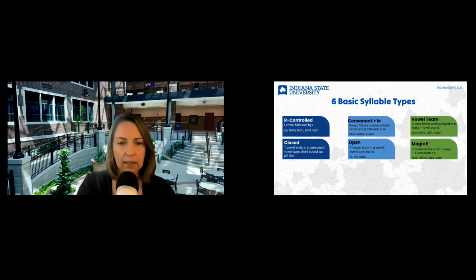The consonant-LE syllable: if you see an LE following a consonant, you'll know that it makes an ul sound, like table, candle. A vowel team is when you have two vowels working together to make one sound. This is part of those 44 sounds that are spelled 75 different ways. So teaching those vowel teams will help students with their pronunciation and spelling.